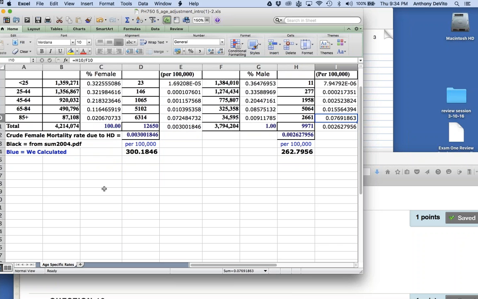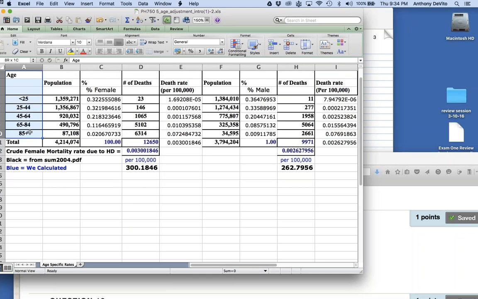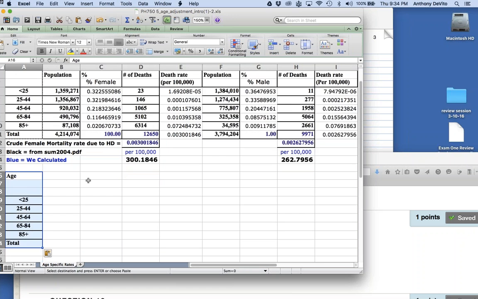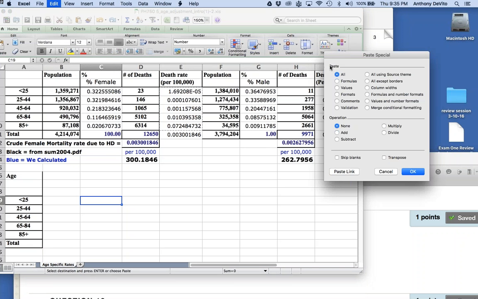Okay, so now let's do an age adjustment here. The way that we're going to do the age adjustment is I'm going to copy this column here and copy it down here. Now I'm going to take these two death rates for all of these different age groups. I'm going to take this one and paste it down here. This is the death rates for females. I'm going to say edit. I'm going to do something special. I'm going to say paste.